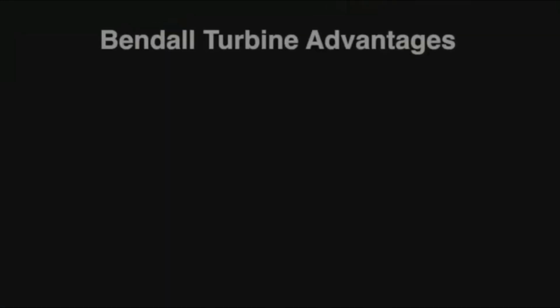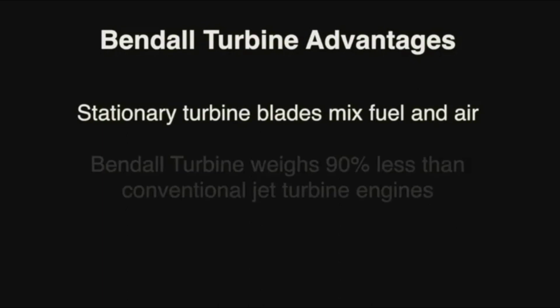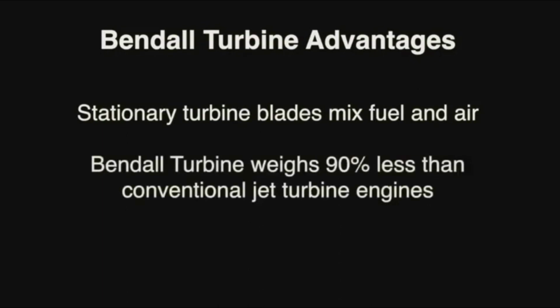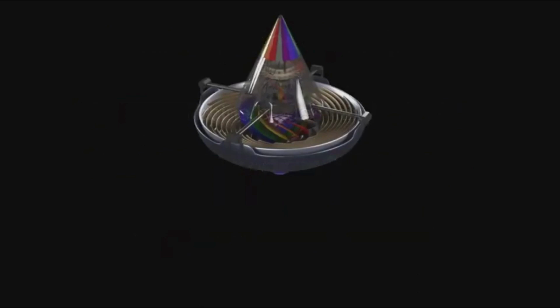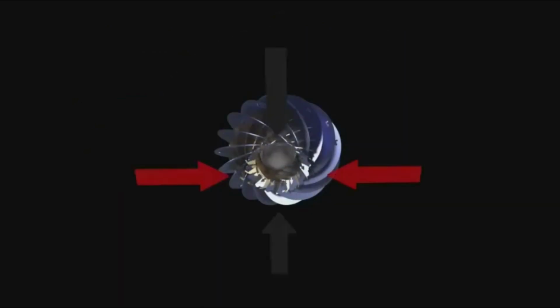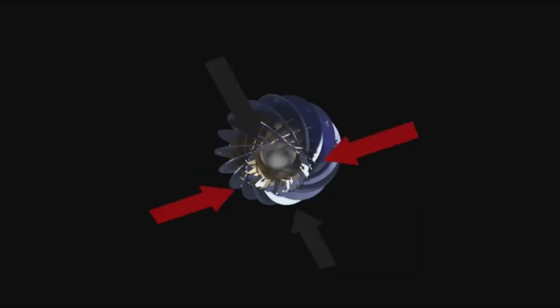In contrast, the Bendall turbine blades are stationary and operate as static mixers of fuel and air, structured and directed by a waveguide of intelligent design. This means that the weight of the Bendall turbine is an order of magnitude less than that of a conventional turbine design. Another major feature is that the engine moves into a vacuum instead of pushing into a body of air. When we apply plasma in quadrature to the zero point of our fire tornado, it combusts any remaining material and adds effective electron thrust, creating an afterburner effect.